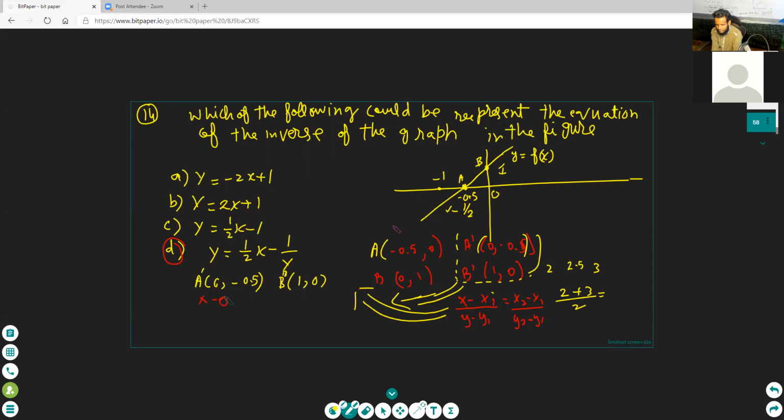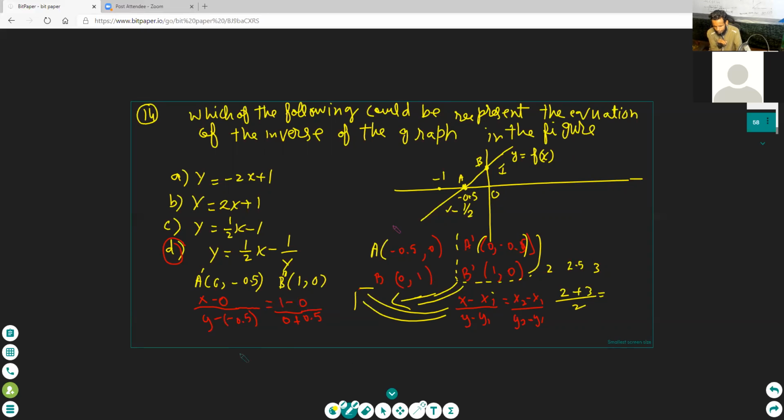X minus x1 will be 0, divided by y minus y1, so it's going to be negative 0.5. You should put it directly as positive. So x2 is 1 minus 0, and y2 is 0 minus y1, which is positive 0.5.